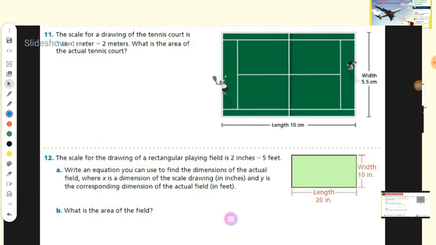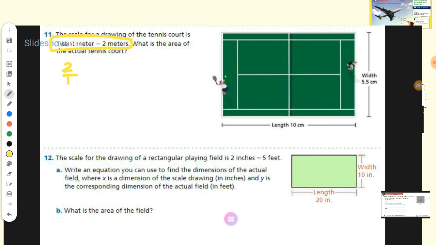Number 11. The scale for the drawing of a tennis court is 1 centimeter equals 2 meters. So this is the scale: 1 centimeter equals 2 meters, so it's 2/1. What is the area of the actual tennis court?